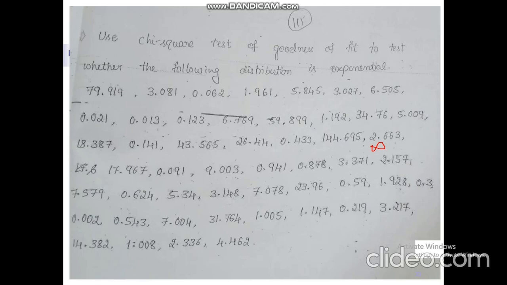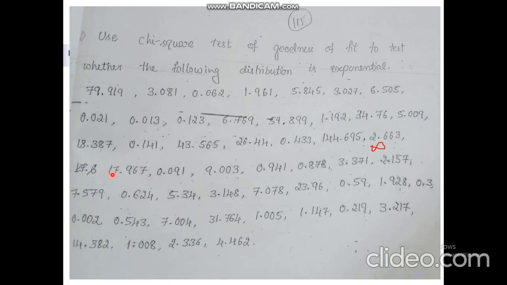Let's take one particular example. Use the chi-square test of goodness of fit to test whether the following distribution is exponential. So they have asked for the exponential distribution, and they have also mentioned which test you have to go for, this chi-square test.